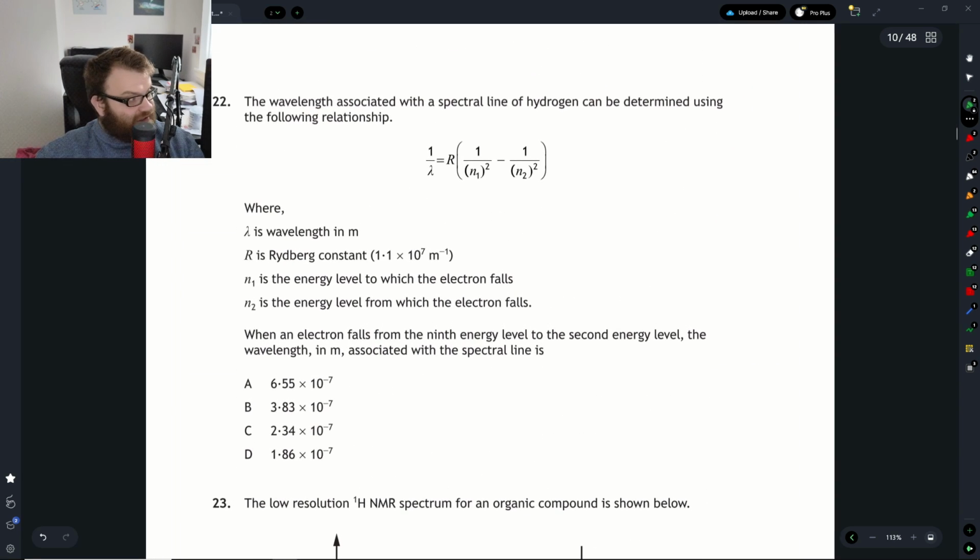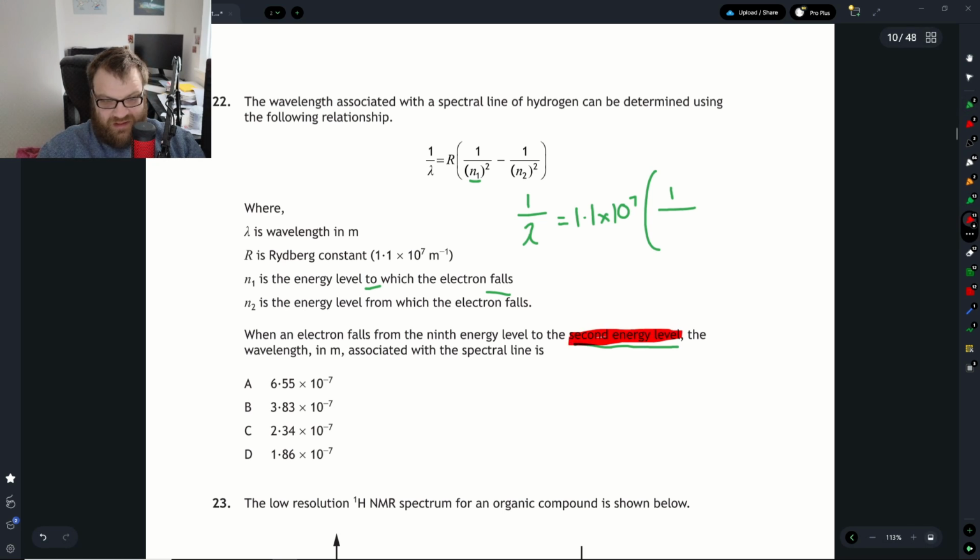This question, we've got a lovely equation that we are trying to work our way through. We are asked here to work out the wavelength. So we are just wanting to use this pretty much as is. I'm going to write down that 1 over lambda, which is the wavelength, equals, well, R is 1.1 times 10 to the power of 7. In the bracket, we've got 1 over n1, which is the energy level to which the electron falls. Reading this here, we're falling from the 9th to the 2nd. That's the one that I care about because it's the one it falls to.